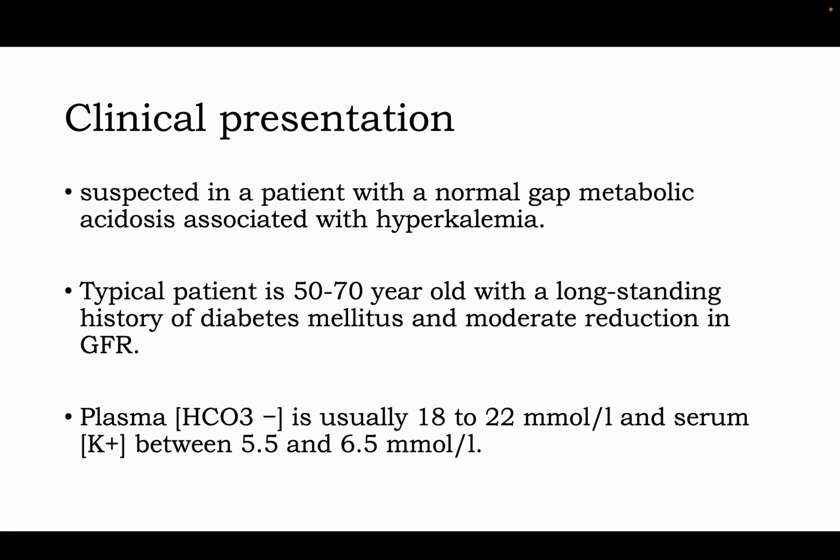These are mostly seen in elderly people, and bicarbonate is usually 18 to 22, but potassium is 5.5 to 6.5. With a moderate reduction, GFR will be slightly reduced. Usually it is not significantly reduced, but a mildly reduced GFR will be there. If it is significantly reduced, you will have metabolic acidosis secondary to CKD only. But in type 4 RTA, mildly reduced GFR and associated hyperkalemia will be there. Like after initiating some NSAIDs, you will have hyperkalemia with a mild acidosis pattern. That is a case of type 4 RTA.